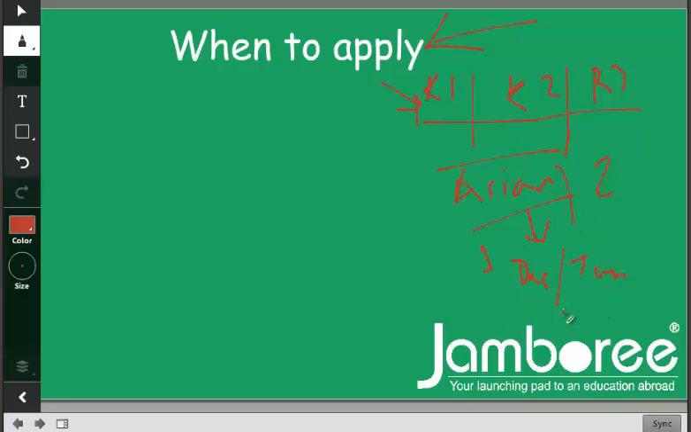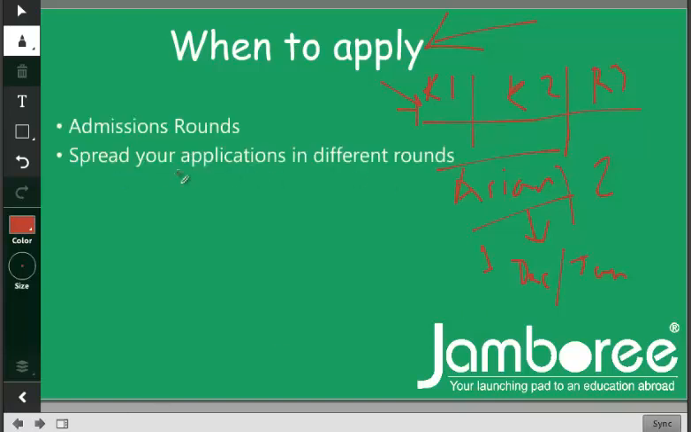If you're applying to an American business school, try to apply in round one as far as possible. If you have already missed round one, then you target round two. Now spread your applications in different rounds. What this means is, let's say you are applying to only American and Canadian universities, and not to any European or Asian business schools. For Asian business schools, it's a no-brainer because you don't have any option. You apply in round one.